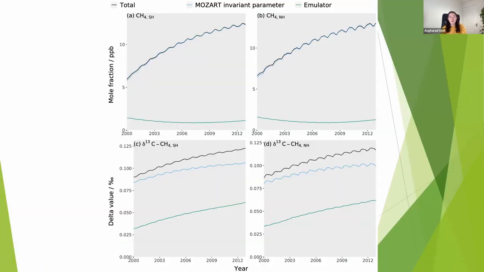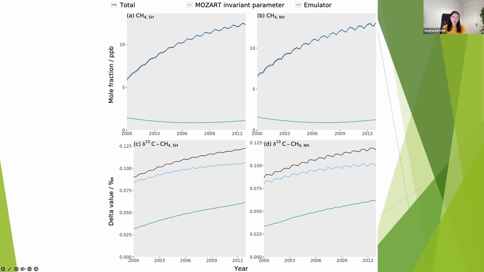Okay, so here we have 4 outputs that we were emulating. So we have southern hemisphere mole fraction, northern hemisphere mole fraction, southern hemisphere delta value, northern hemisphere delta value. And before we go ahead and use our emulator, we need to make sure that it's accurate and useful. So for that to be true, we need to make sure that the emulator error is a minor contributor to the total error that we have.